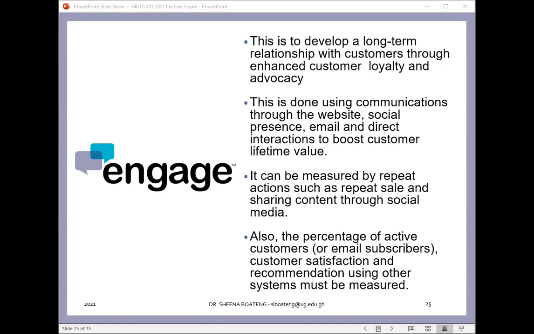And this can be done either through their websites or through their social presence on any of the social media platforms that they belong to, through emails. On several occasions, you make a purchase and later on they send you an email to find out if you are okay with your purchase.